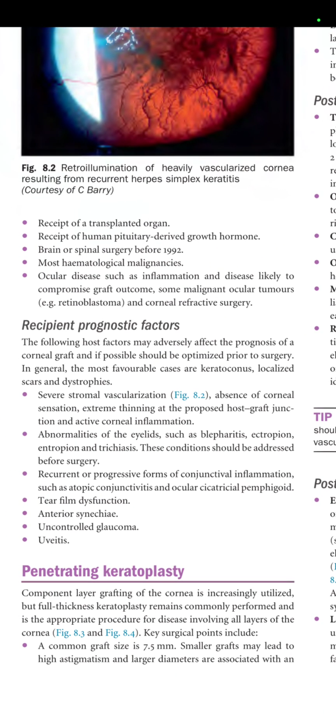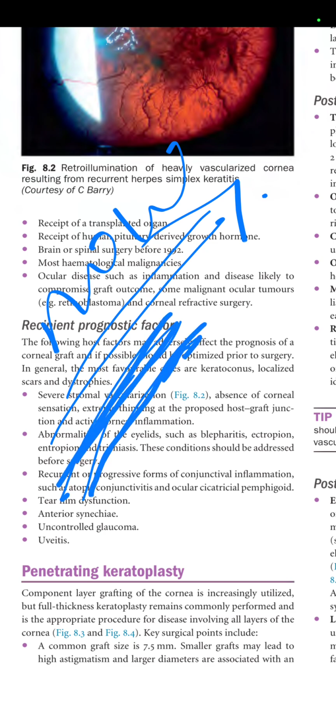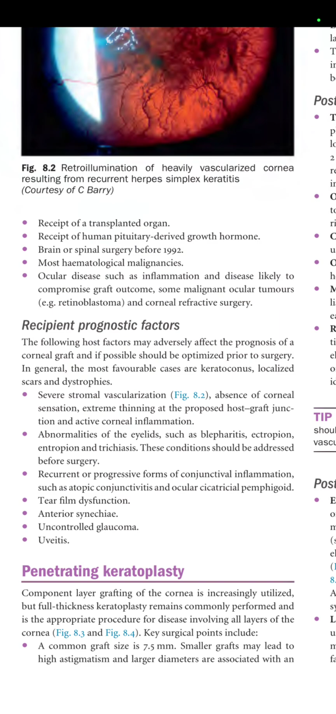Lamellar, or component layer, grafting of the cornea is increasingly utilized, but full thickness keratoplasty remains commonly performed and is the appropriate procedure for disease involving all layers of the cornea. Basically, with increasing advances you can now transplant just a layer of the cornea into the host cornea, but penetrating keratoplasty is still commonly used because it is usually easily performed.